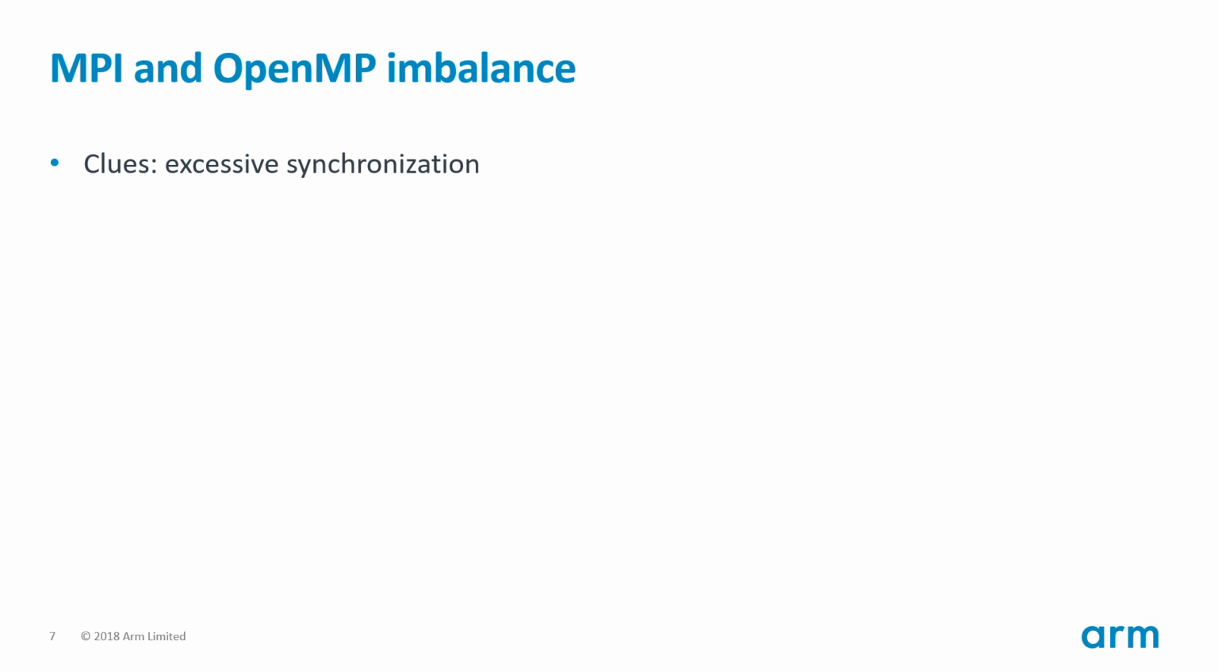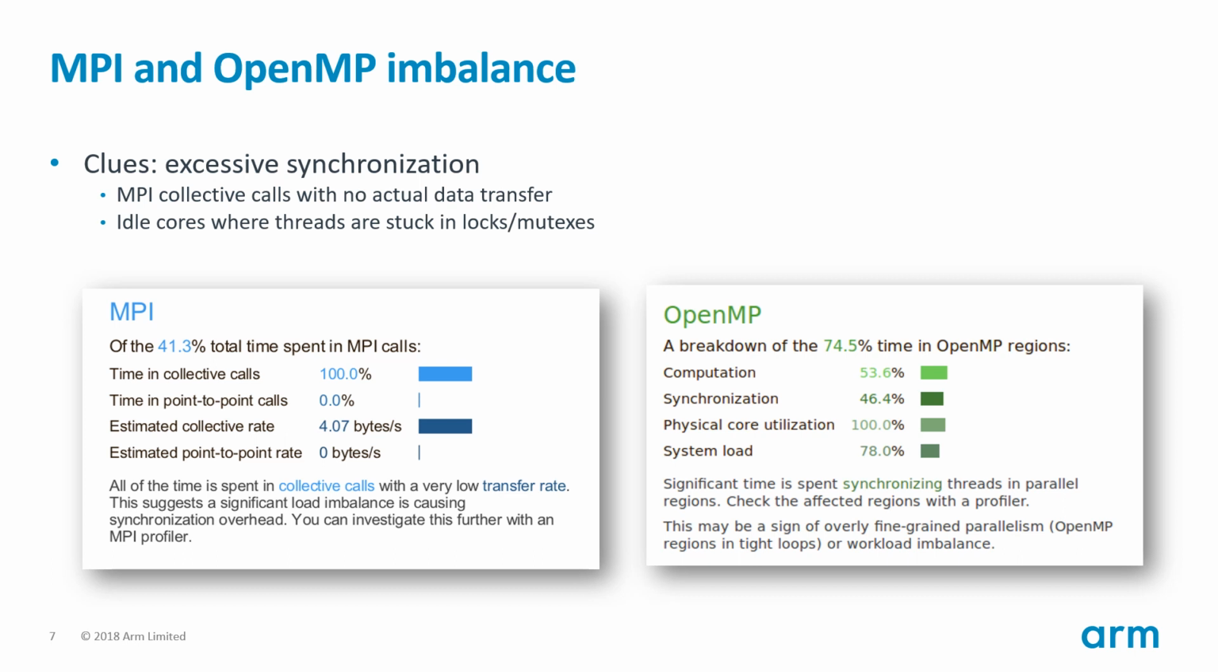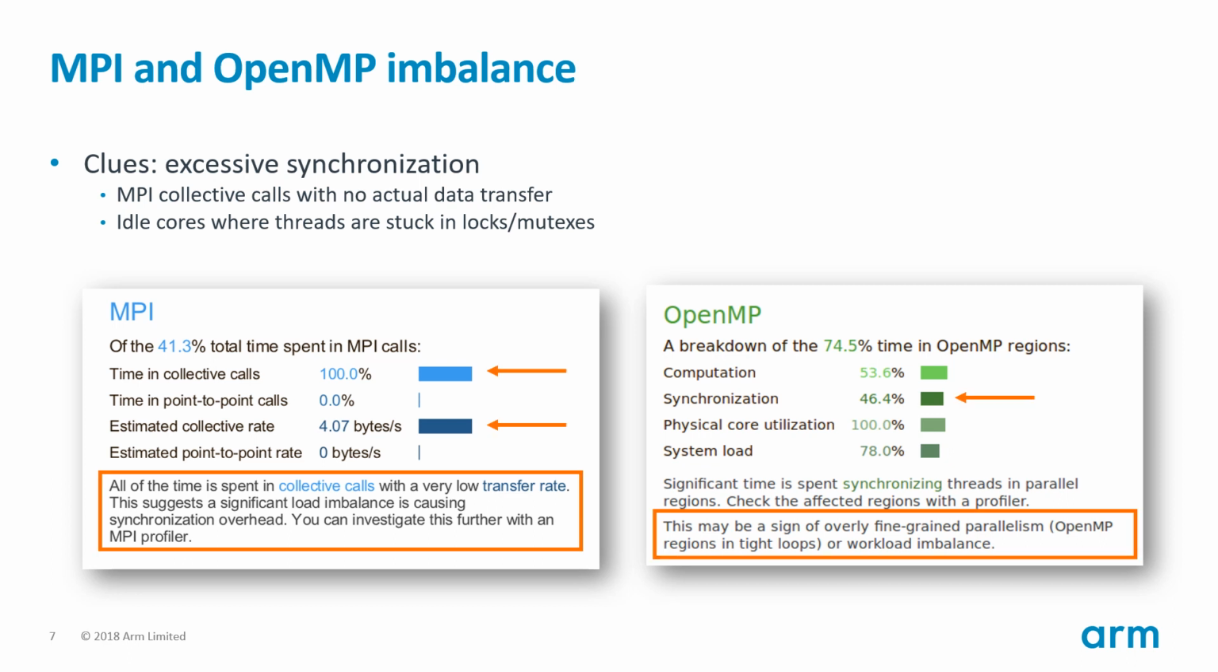Performance reports can find clues that indicate a situation of workload imbalance. For example, when time is spent in MPI collective calls, such as MPI barrier, MPI broadcast, etc., with no actual data transfer, or when threads are stuck in locks, mutexes, and leave CPU cores idle. You can see that in those two cases, the tool provides this information and displays the hypothesis for poor performance.